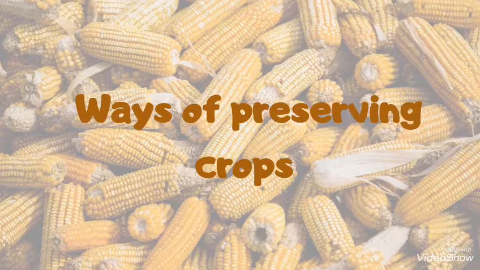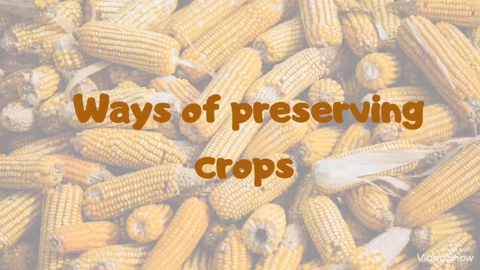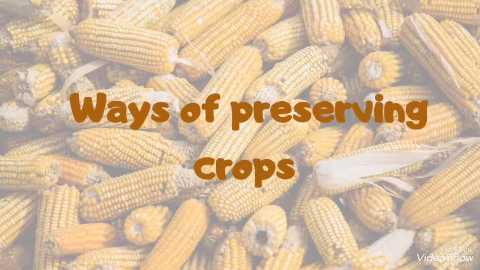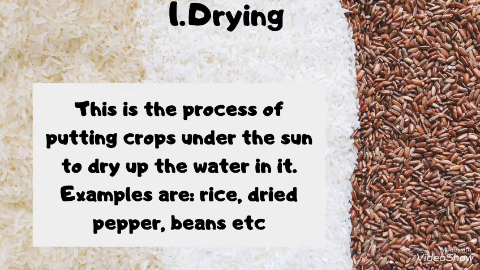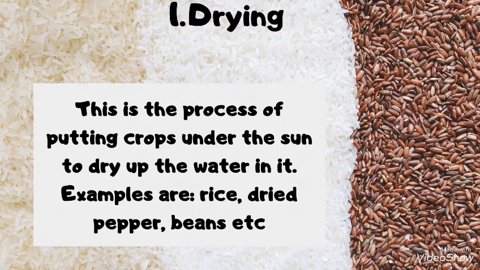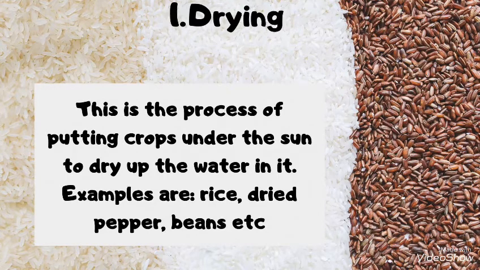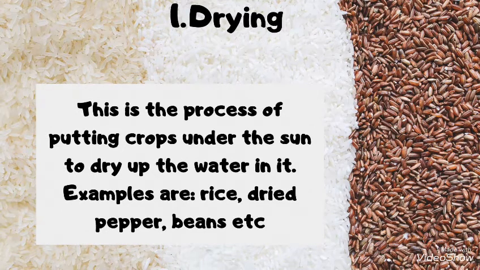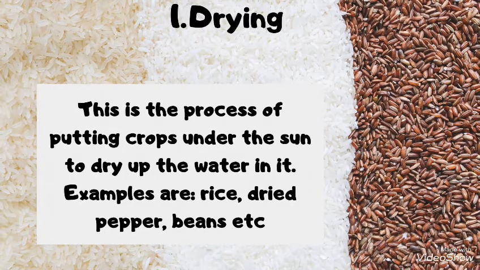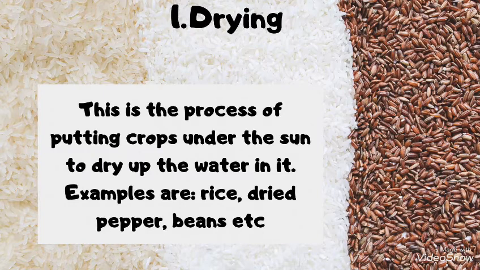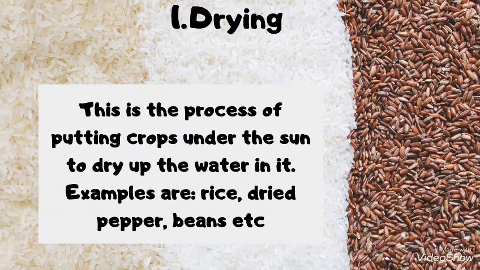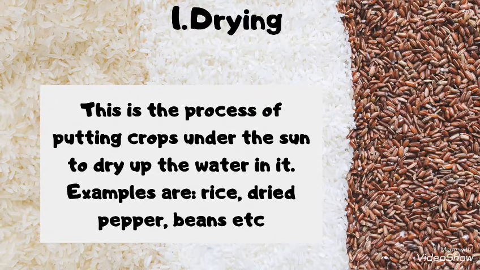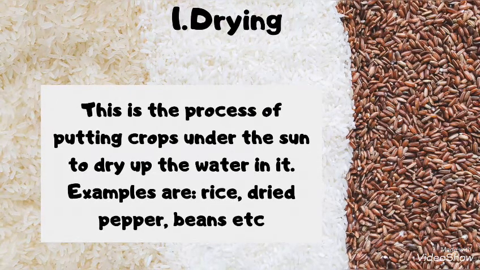Alright, ways of preserving crops. We'll be looking at the ways that we can preserve our crops. First, by drying. This is the process of putting crops under the sun to dry up the water in them. So your rice, beans, and other dry crops, you need to put them under the sun to dry so that they can last longer. Assuming you don't dry your rice, it will spoil. That's why, most times, rice spoils when water touches it.